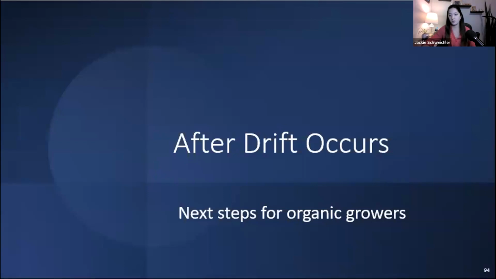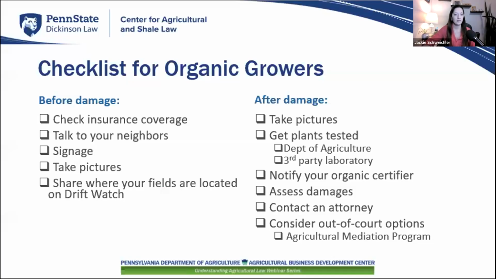So next steps for organic growers. What do you do after drift occurs? On this slide, I've made a basic checklist for organic growers. If you haven't been damaged by non-target pesticide application, look at the left side of the slide. You should first spend some time to review your insurance coverage and see if you have chemical drift coverage. If you have neighbors who spray pesticides, talk to them. Have a friendly conversation. It's your neighbor, like, hey, by the way, we have these sensitive crops. Make sure that they know what's going on and are sensitive and aware of what you need.